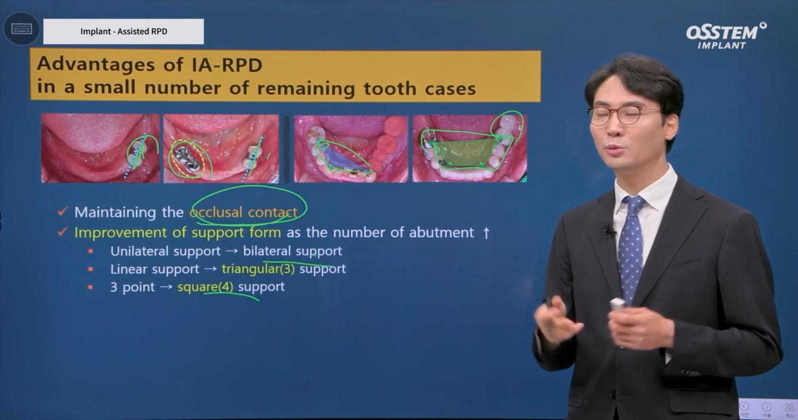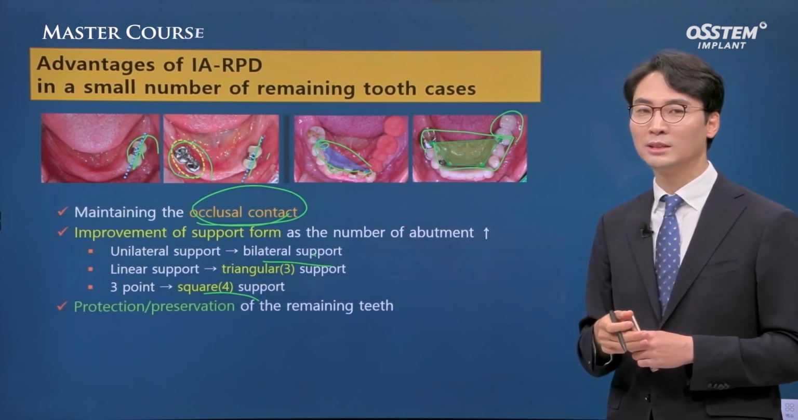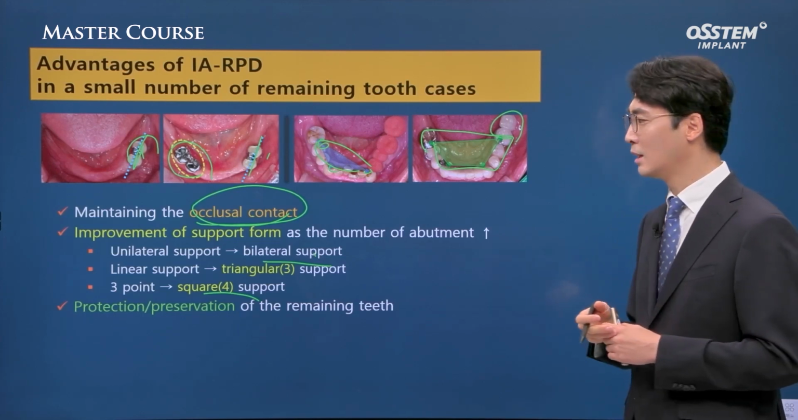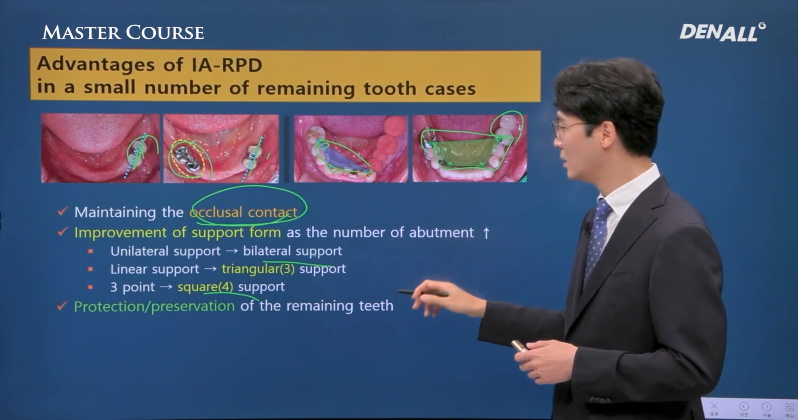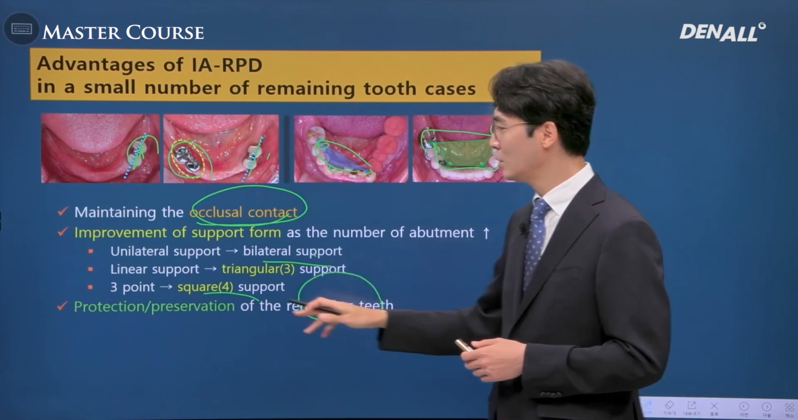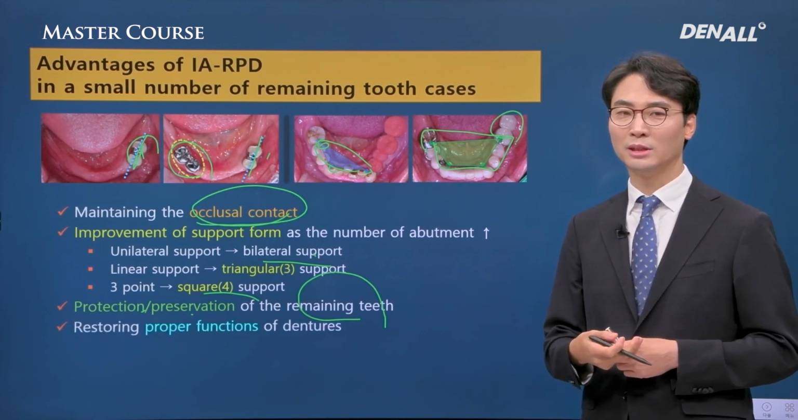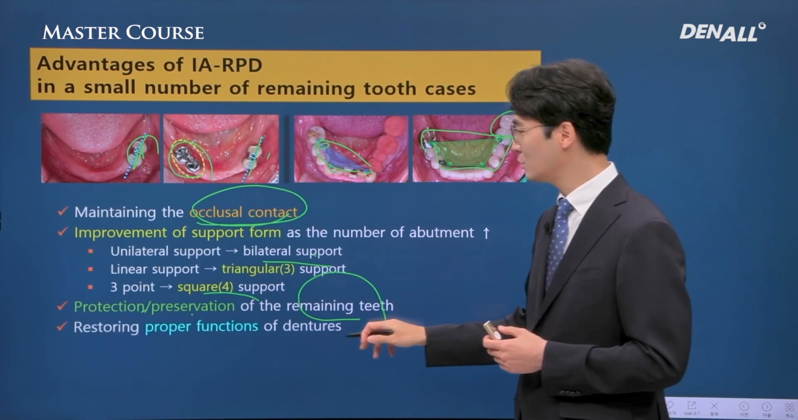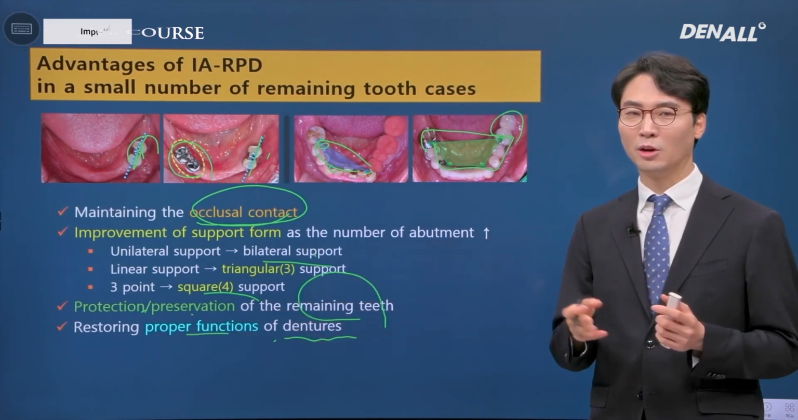In this way, occlusal contacts can be made more favorable. And this is the biggest benefit of implant-assisted RPD in partial edentulous cases. By doing this, you can preserve residual natural teeth and provide more protection. Ultimately, it improves the functionality of the partial denture used by the patient, so it's an upgrade.